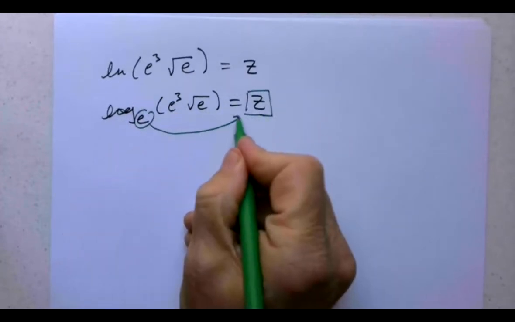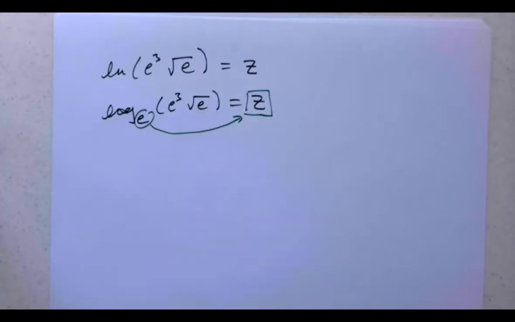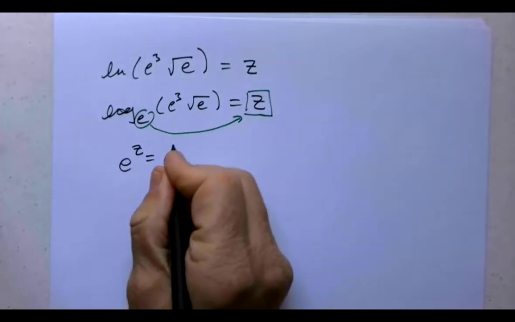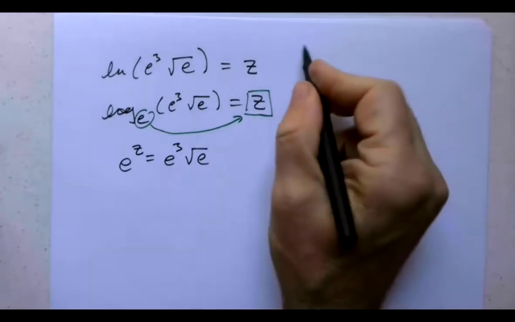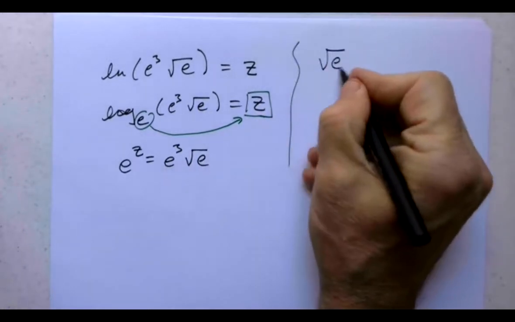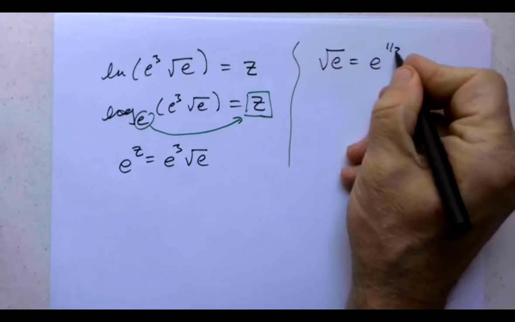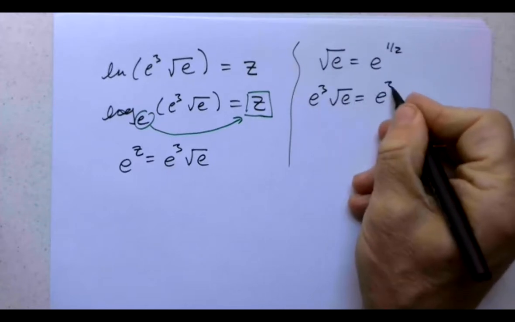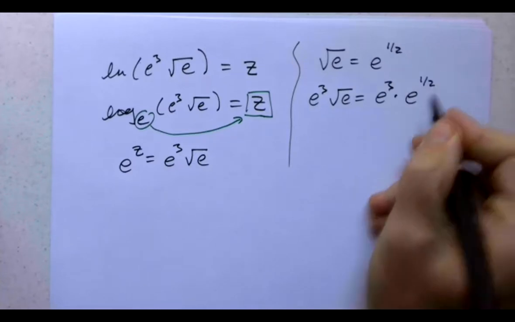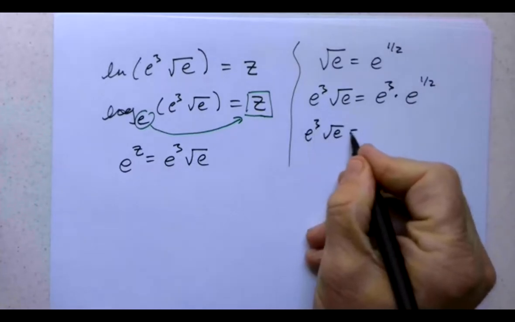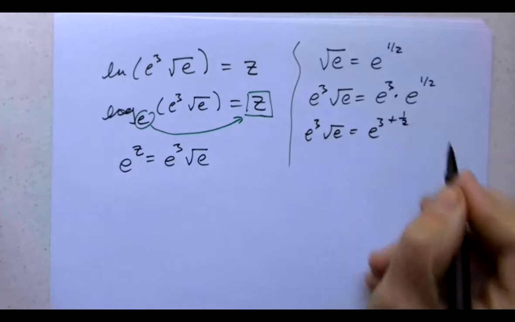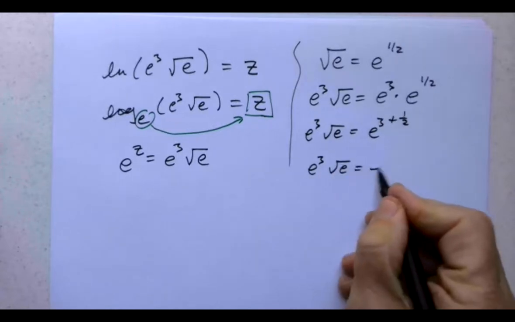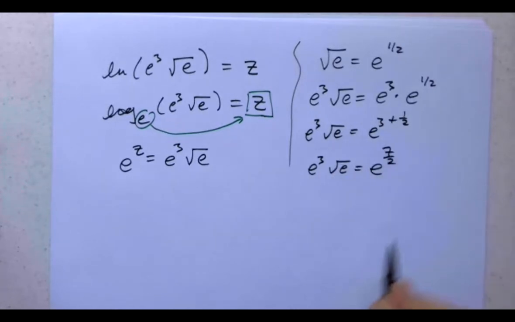E to the z equals e cubed square root of e. Well, what do we need to remember? Square root of e is the same as e to the 1/2. So e cubed square root e is e cubed times e to the 1/2. So e cubed square root of e is e to the 3 plus 1/2. That is 7/2. So e cubed square root of e is e to the 7/2 by the time all was said and done.